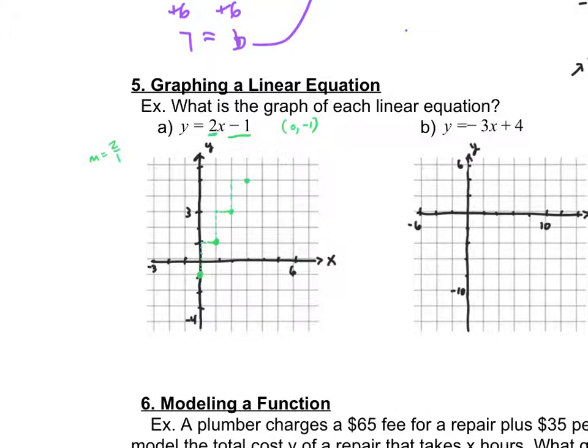Now that's up positive, right? Right positive. That gives me a positive 2, but I can also go down. I can also go left 1, which is negative, down 2, which is negative, which gives me a positive 1. So there you go. I'm able to continue graphing, and then I'm going to connect those points with a line, and that is going to be y is equal to 2x minus 1, graphed.